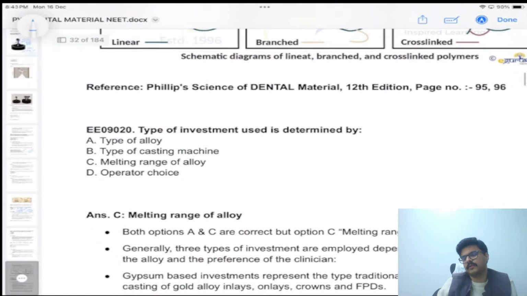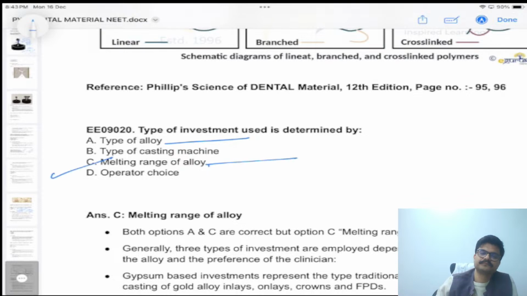Type of investment. Now, type of investment used is determined by. So the answer is type of alloy is also correct, but the melting range of alloy is a better answer. You know why? I'll tell you why.